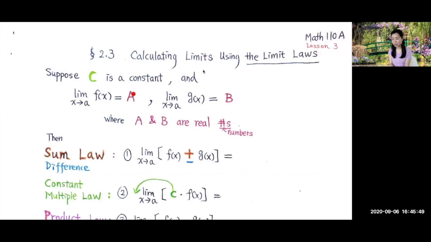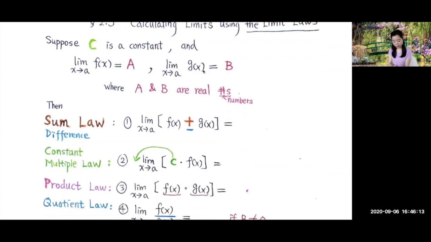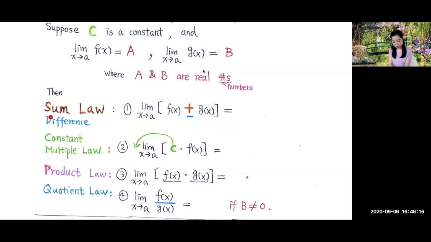Suppose c is a constant, and the functions f of x and g of x both have limits that exist as x approaches a. This one is equal to a real number A, and this one equals B. A and B are real numbers. So I use this notation, the pound sign, to stand for numbers. Now, the first law is the sum law. If you're taking the limit of the sum of the two functions, that's equal to the sum of the two limits. So that will be equal to A plus B.